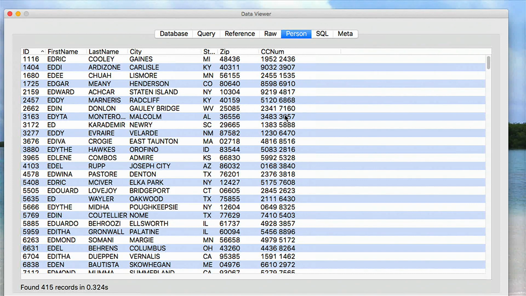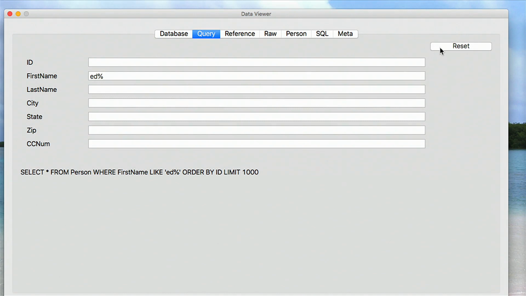Anybody want to venture a guess how I did this? Not a hand. I'll show you. We're going to go back. Remember, let me clear this query for a moment. Remember the meta table that I mentioned that we're going to look at later?